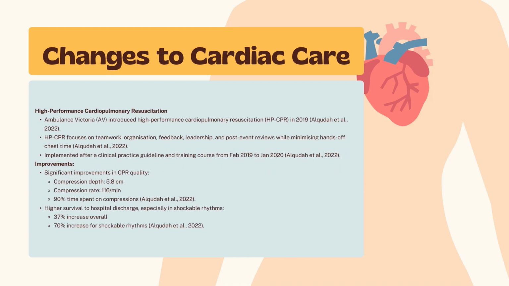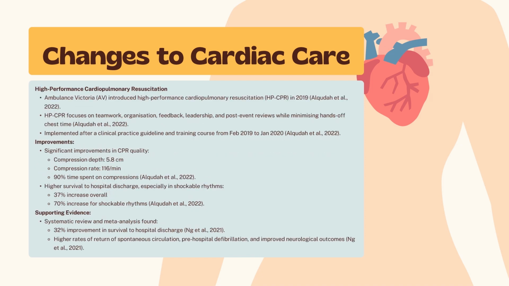One retrospective study saw that the implementation of the high-performance CPR guideline led to significant improvements in CPR quality, with the compressions being performed at a depth of 5.8 centimeters at a rate of 116 compressions per minute, and with the average CPR session having nearly 90% of the time spent giving compressions. That same study found that by adopting high-performance CPR, AV also improved survival outcomes for patients, with a higher rate of survival to hospital discharge, especially for those patients with shockable rhythms. After accounting for various factors, the chance of survival to hospital discharge increased by 37%, and an astounding 70% for individuals who had shockable rhythms.